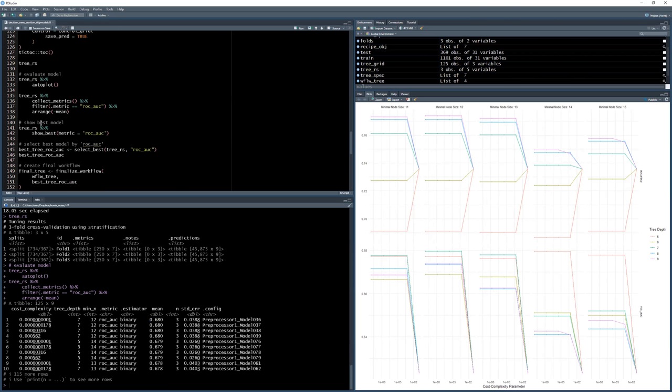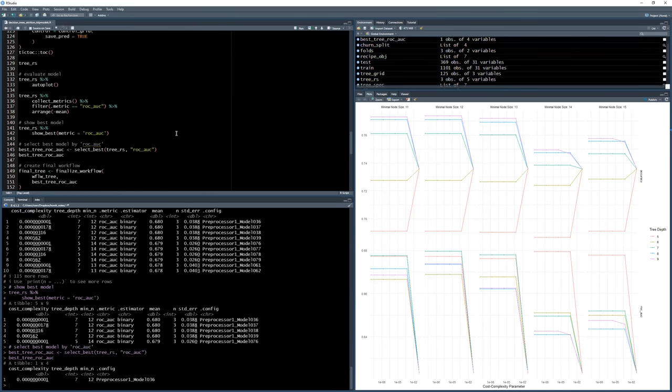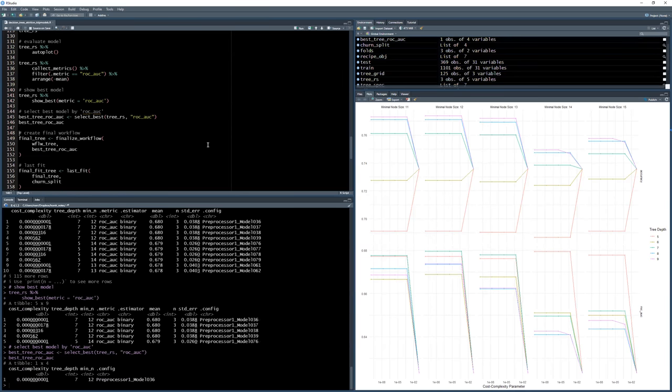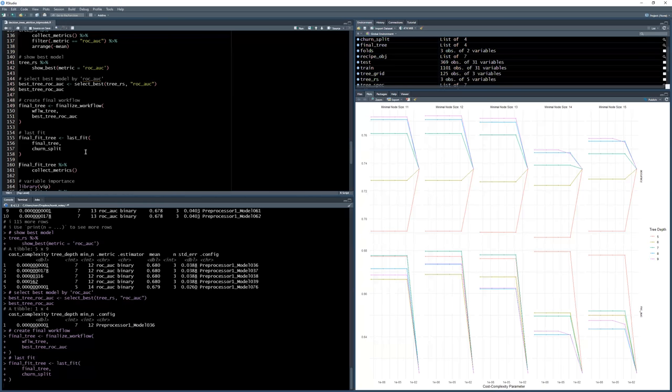Then what we're going to do now is take those parameters from the best model and refit our tree with the best hyperparameters. So we are going to show the best model, get the best model, which is the first one. Then we're going to finalize our tree, combining the workflow that we did with the best tree parameters that we have calculated. We're not doing anything here so far. Then with those parameters, we're going to refit on our training data and compare using the test data. That's what the split is used for here. For the last fit, we're going to train it with the whole training set, but then compare it with the test data set. So here we go.